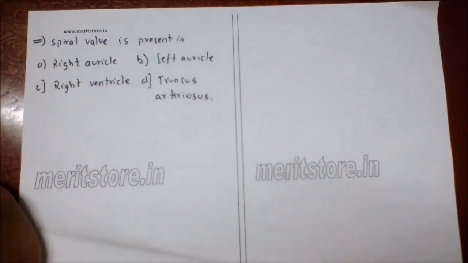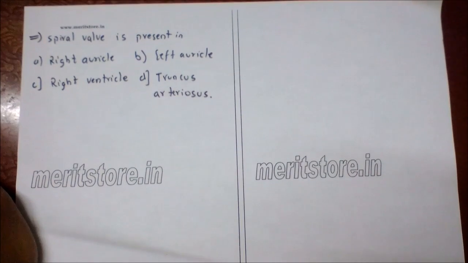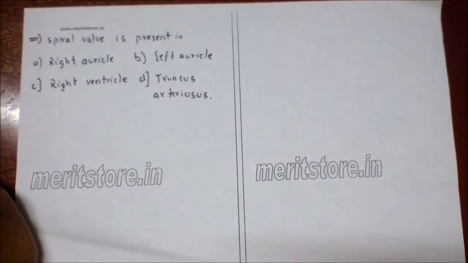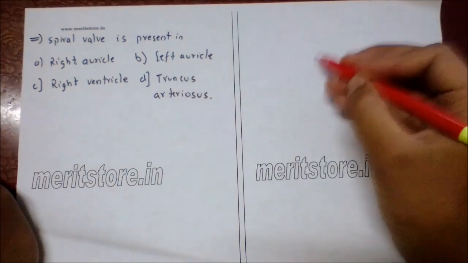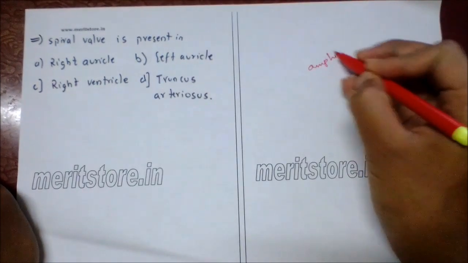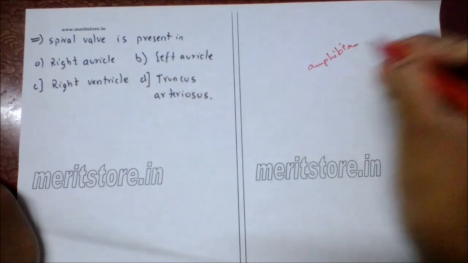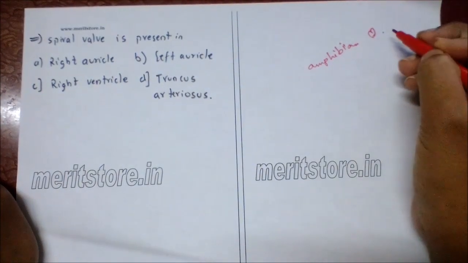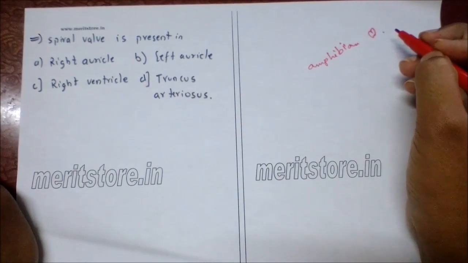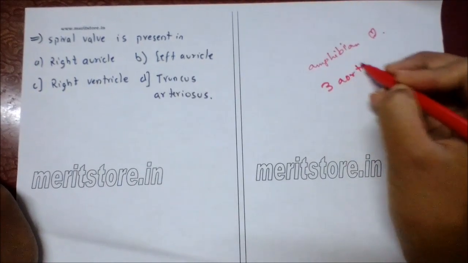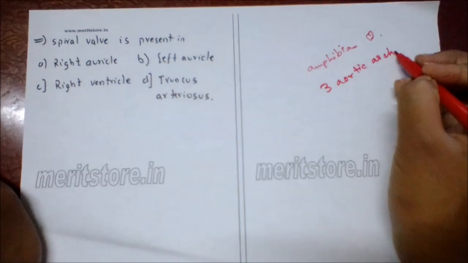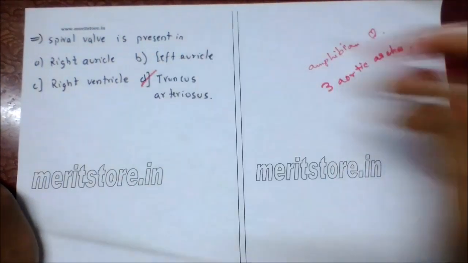Spiral valve is present in A. Right atrium, B. Left ventricle, C. Right ventricle, D. Truncus arteriosus. Spiral valve is a valve present in truncus arteriosus of amphibian heart, guiding flow of different types of blood into 3 aortic arches. So option D is the correct answer.